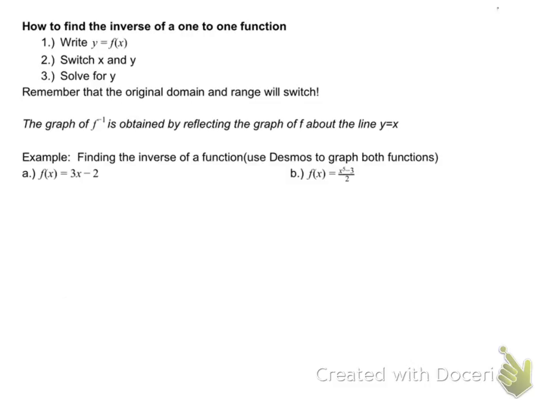I also wanted to add a note in there that the inverse of f is obtained by reflecting the graph of f about the line y equals x. And if you want to know, the line y equals x is the one that's like 1, 1, 2, 2, 3, 3, and so on. So basically it mirrors it across the other side. If you graph both of them, it would look like a mirror right here. Okay?